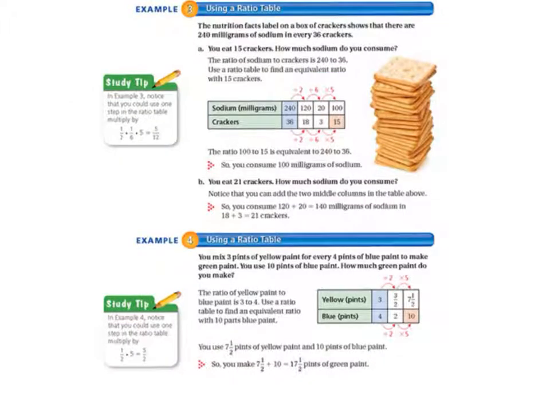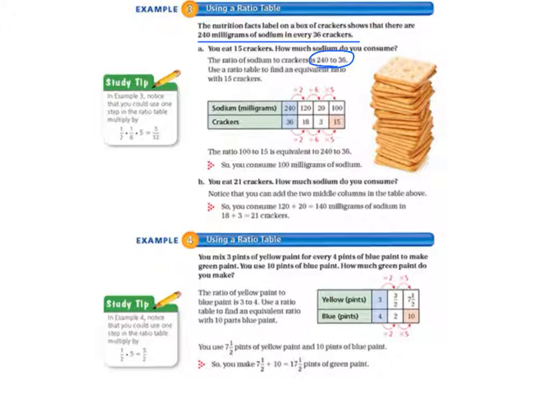Moving on to example 3, using a ratio table, the nutrition facts label on a box of crackers shows that there are 240 milligrams of sodium in every 36 crackers. We eat 15 crackers. How much sodium did we consume? The ratio of sodium to crackers is 240 to 36. So we're going to use a ratio table to find an equivalent ratio with 15 crackers.